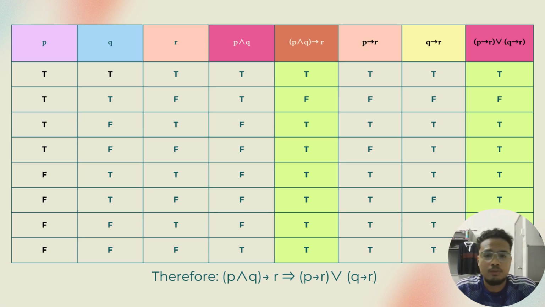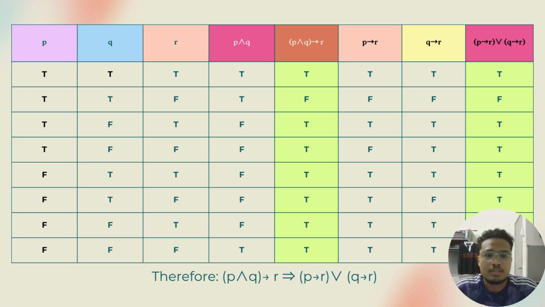For P and Q, both of the values need to be true for it to become true. If one of them is false, it will become false. For P and Q implies R, both of the statements need to be true for it to be true. But if the second statement is false, then it will become false. But if the first statement is false, then it will automatically become true. The same goes for P implies R and Q implies R.